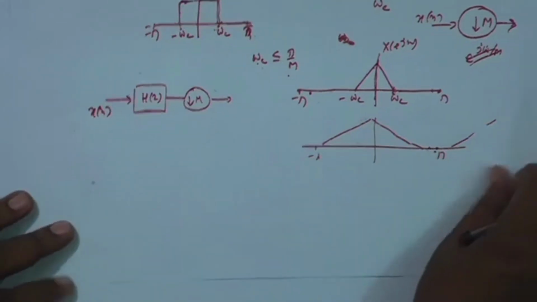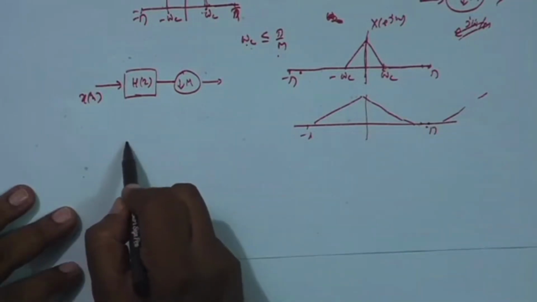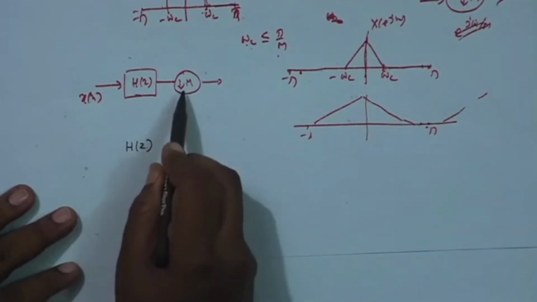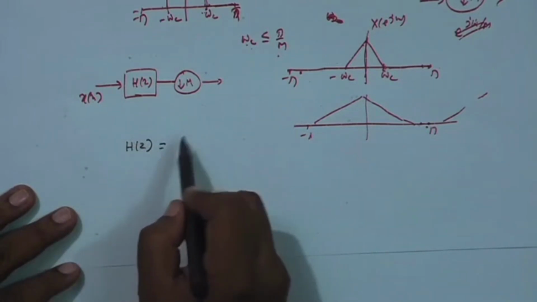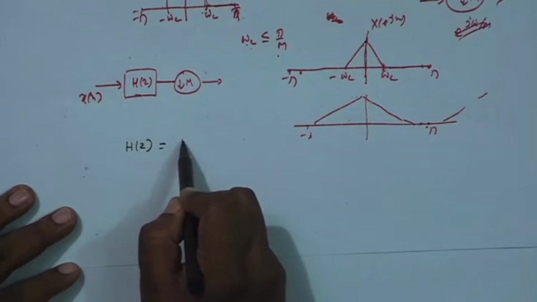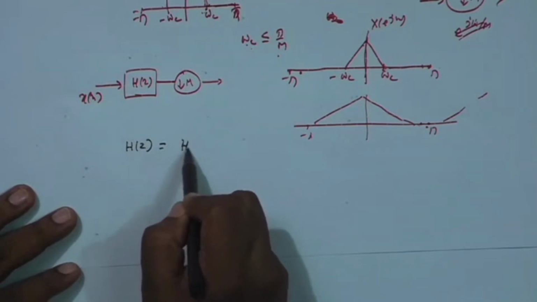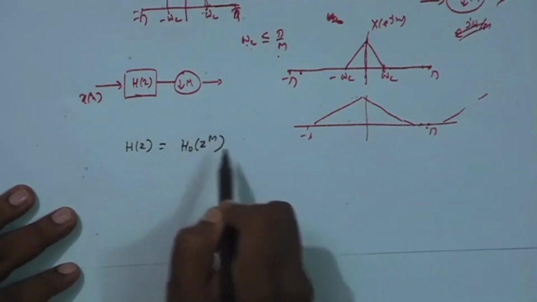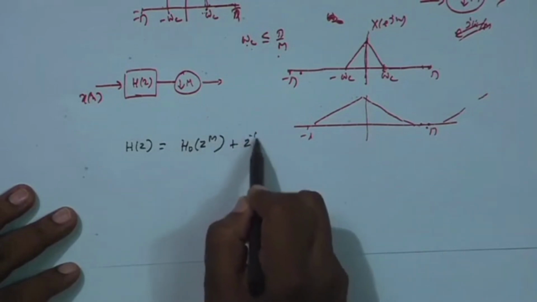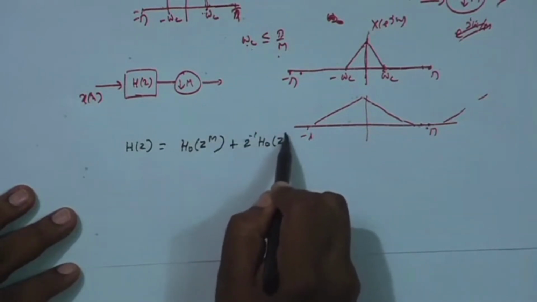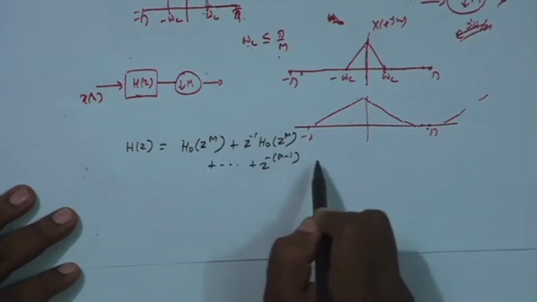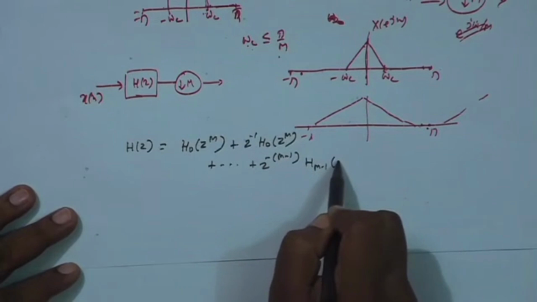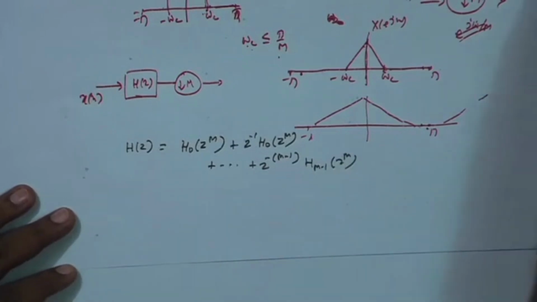For that, I remember this polyphase decomposition of H(z). Since it is capital M, I will look for a factor of M polyphase decomposition of H(z). That will be H0(z^M). I hope you remember this very quickly. What are those polyphase factors?